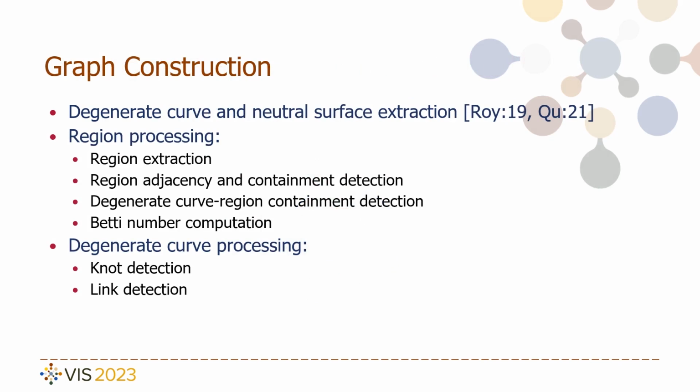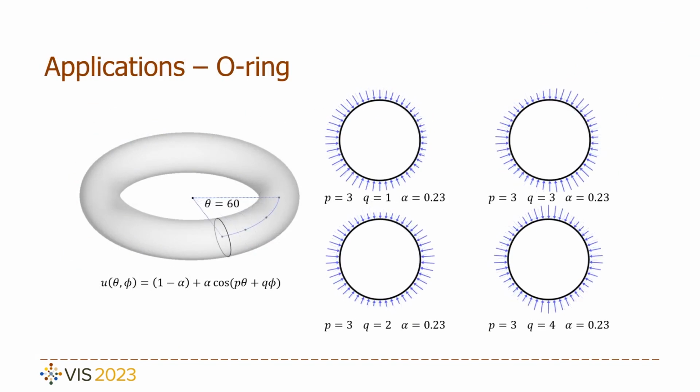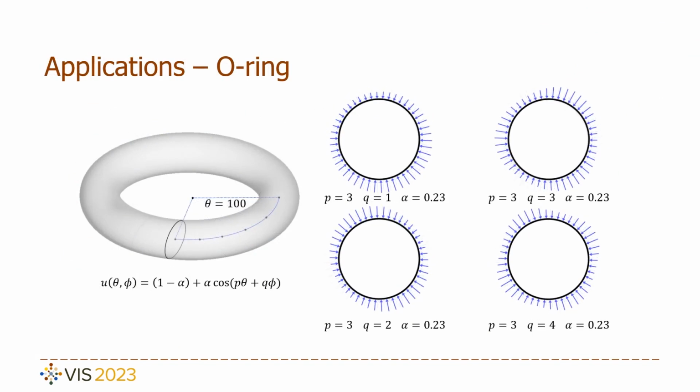In the first stage, we extract degenerate curves and neutral surfaces. Next, we identify the regions and determine their adjacency and containment relationships. Degenerate curves and their containing regions are also marked at this stage. In addition, we compute the volume and the Betti numbers of each region. In the final stage, we determine the knots and links in the degenerate curves. Details of these steps are given in the paper. We apply our global topological analysis and wedge trisector differentiation to several applications.